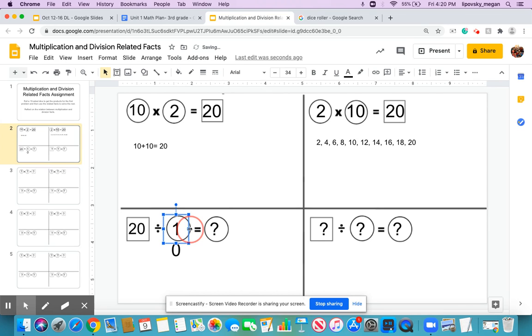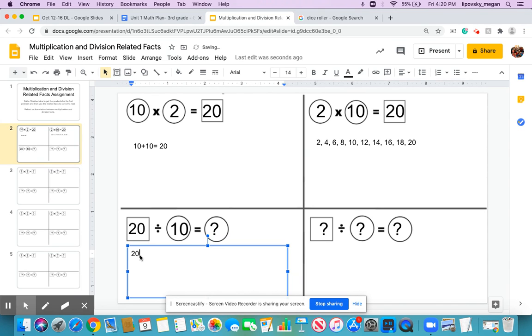And I already know, knowing about fact families and commutative property, what this answer is, but I'm going to double check. And for my division strategy, I am going to use the strategy of repeated subtraction. So that is where I'll start with 20, and then I'm going to subtract 10 until I get to 0, and then I count the 10s to see how many 10s I have, and that will be our answer for the division problem.